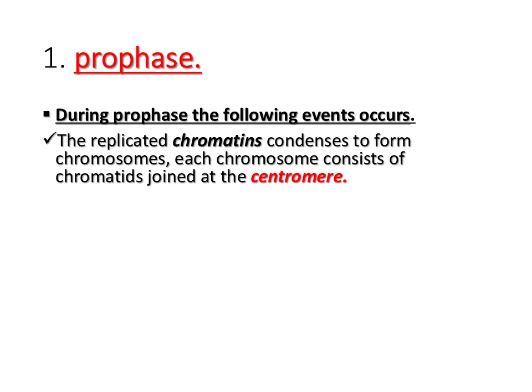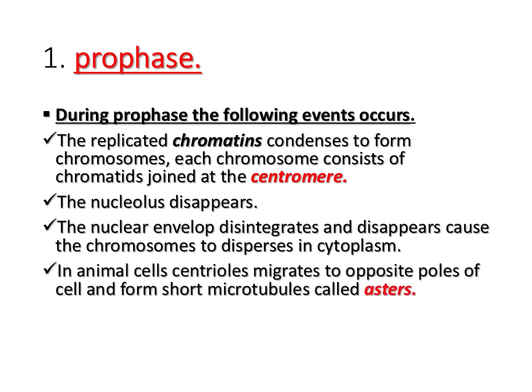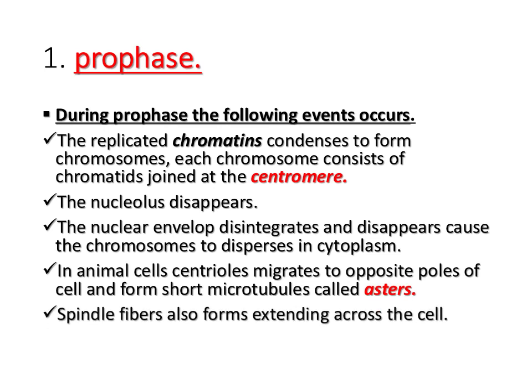Each chromosome will now consist of 2 chromatids that are called sister chromatids, and they are joined at the centromere. The nucleolus disappears. The nuclear envelope disintegrates and disappears, causing the chromosomes to disperse in the cytoplasm. But in an animal cell, the centriole migrates to the opposite pole of the cell and forms short microtubules that are known as asters. The spindle fibers are also formed from the centriole, extending across the cell. Remember that in a plant cell we don't have aster formation.